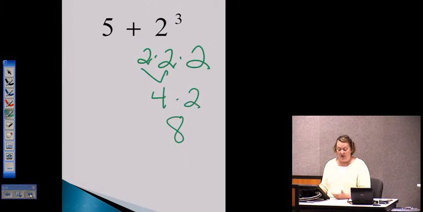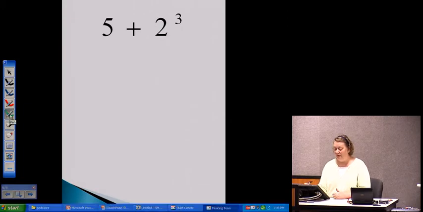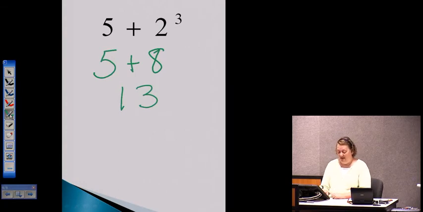Now, we normally would not write this underneath this problem. So I'm going to erase that out and bring down just the 8. Then we have 5 plus 8. 5 plus 8 is 13. And now that's the end of those order of operations.